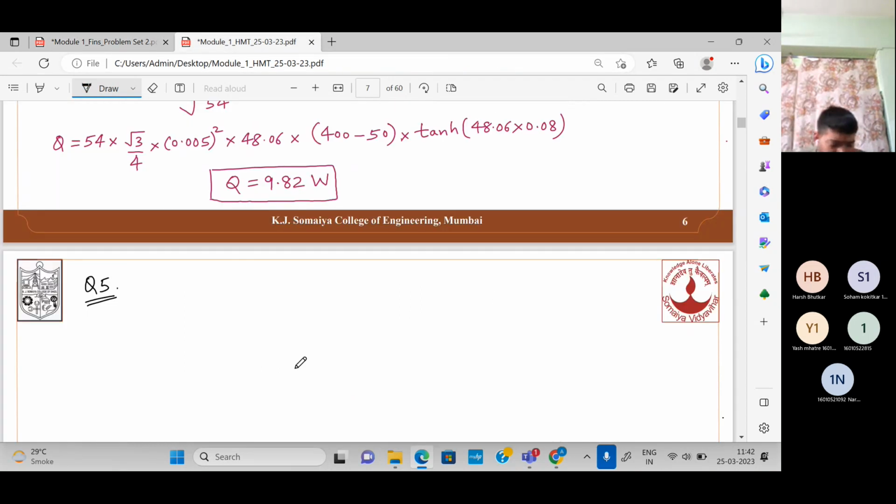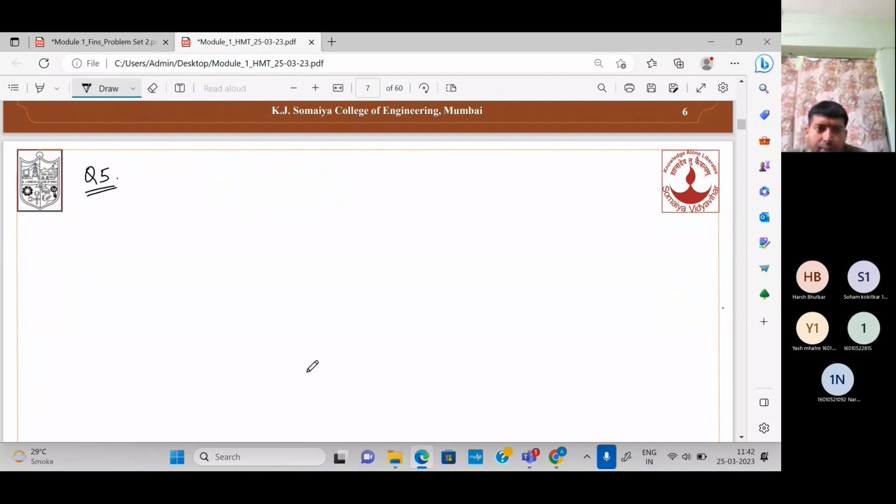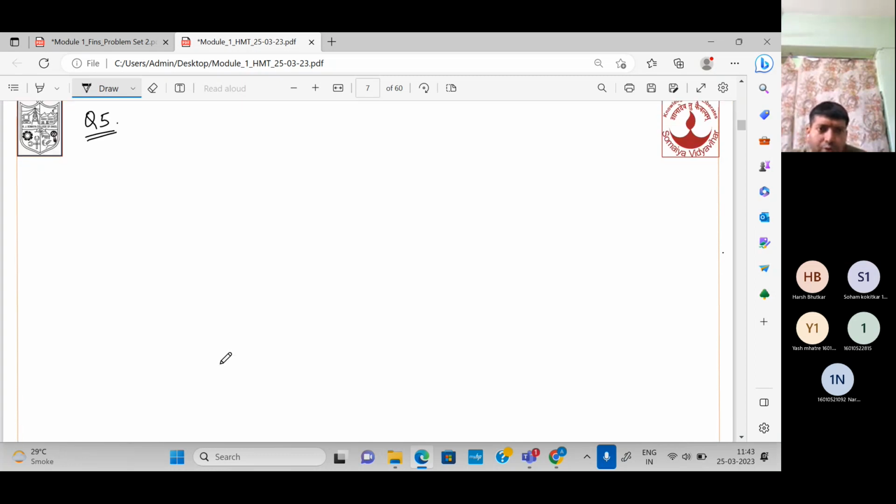So in problem 5, the length is given. Basically, first of all we'll draw the diagram. Sir, case 3 use hai? हाँ, केस 3 ले लेंगे, इसमें ले सकते हैं. Case 3 is the suitable choice here, that is, the fin has finite length and loses heat at the tip by convection. First of all, we'll draw the diagram and try to visualize the situation, then we'll go ahead.